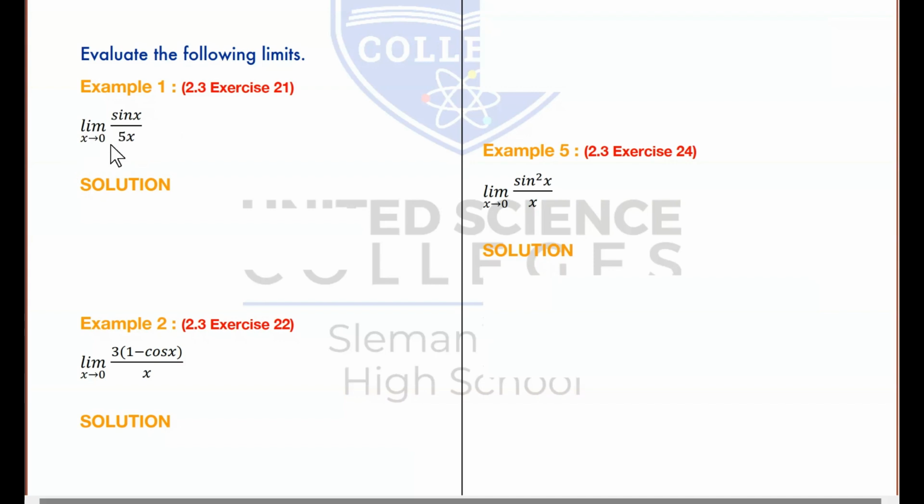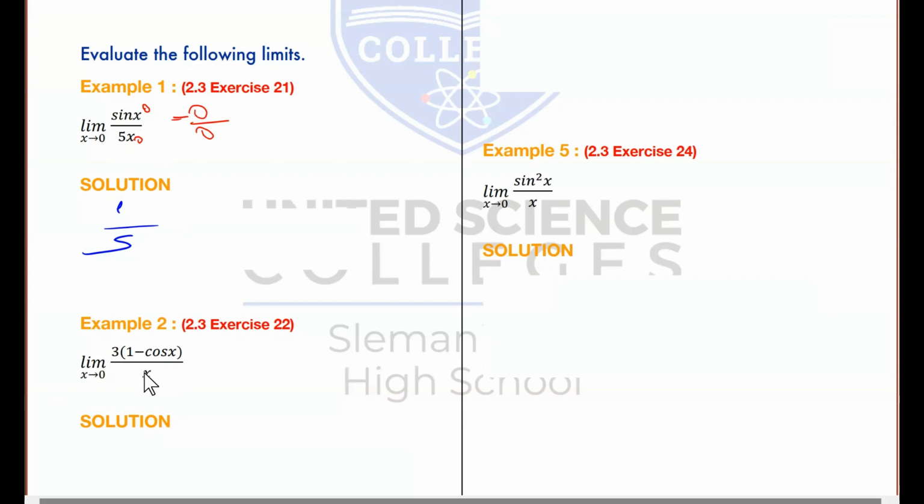Okay, let's see what's going on in this question. When we plug in 0 for x, so what is sine 0? It is 0. What is 5 times 0? It's also 0. So it is 0 over 0 case. The rule is pretty simple. Then we take the coefficient of x's. The coefficient of x at the top is 1. At the bottom is 5. It's 1 over 5. Pretty simple.